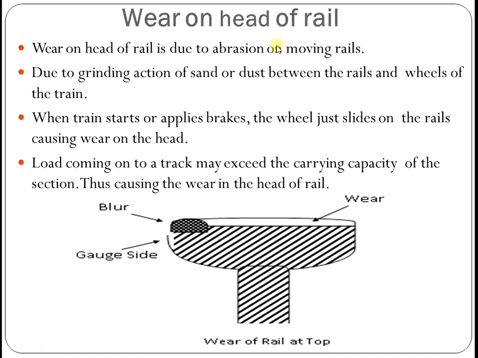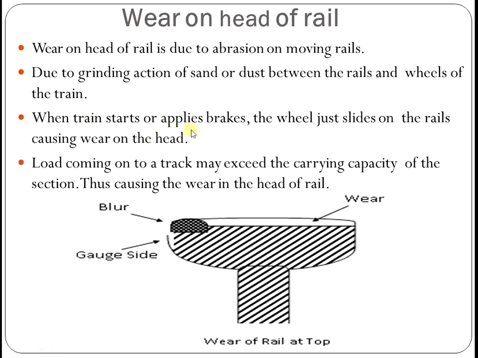The wearing of rail: wear on head rails. Wear on head rails is due to the abrasion of moving rails, due to the grinding action of sand or dust between the rails and the wheel of the train. This happens due to the sand or grinding dust; the continuous friction of the railway wheels with the rail track causes the wearing of head rails.